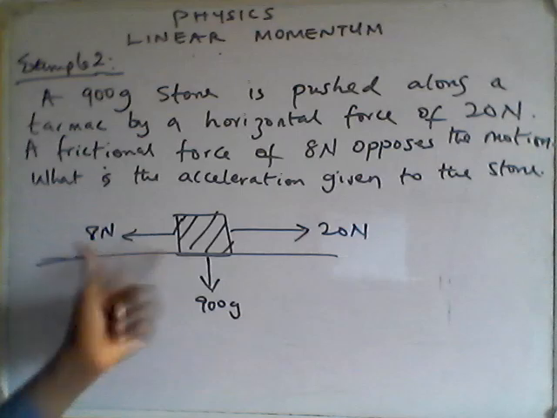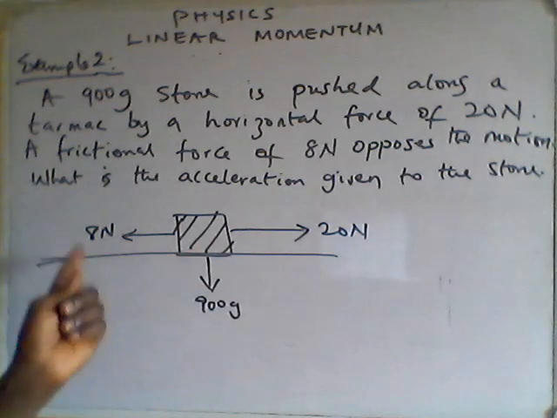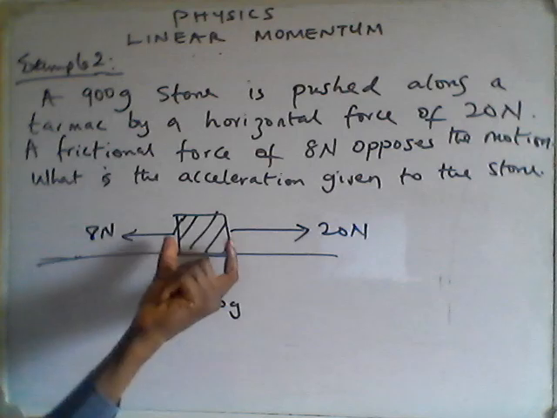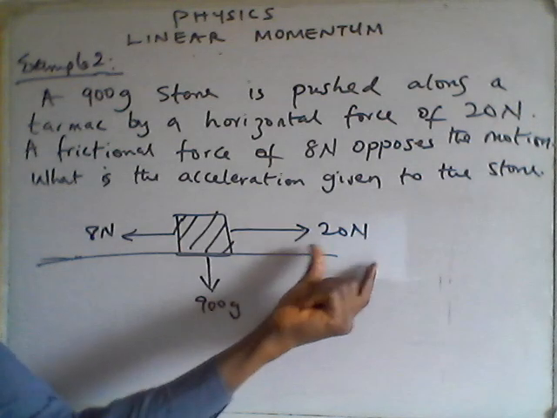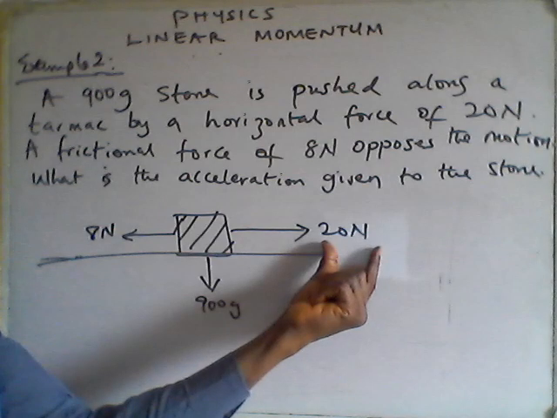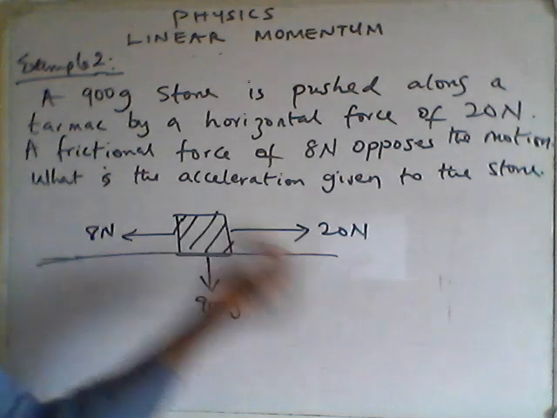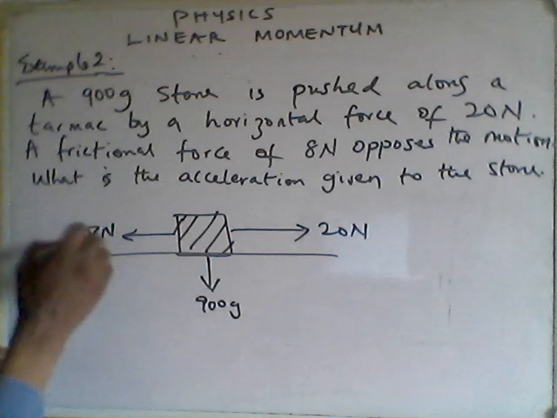So the force that is meant to move this is not this. It is this minus this. The force that is meant to move this stone is not 20 Newton. The force that's meant to move this stone is the difference between this force on it, pushing it forward, and the force opposing it. So this force now is the frictional force.